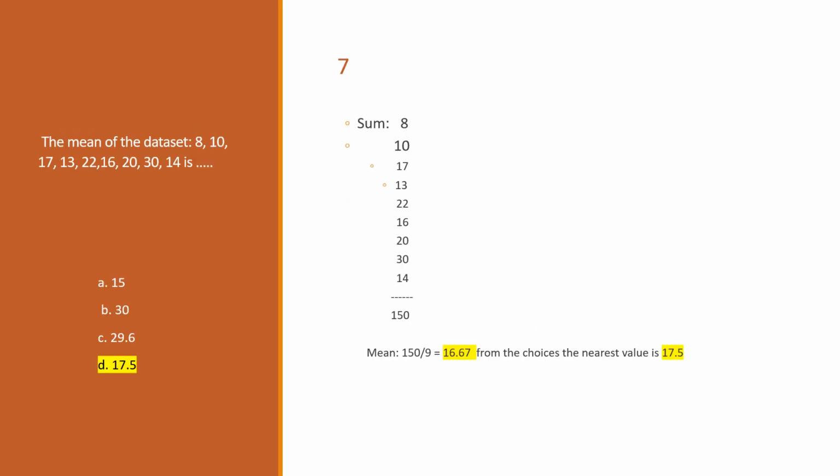For number 7, we are asked for the mean of the data set, and these are given. We will have to use a technique whereby we add up as fast as we can all of these numbers. Summing this up, this is equal to 150. Because there are 9 values, we divide 150 by 9 to get the mean, which is equal to 16.67. From the choices, 16.67 is not given, and the nearest value is 17.5.